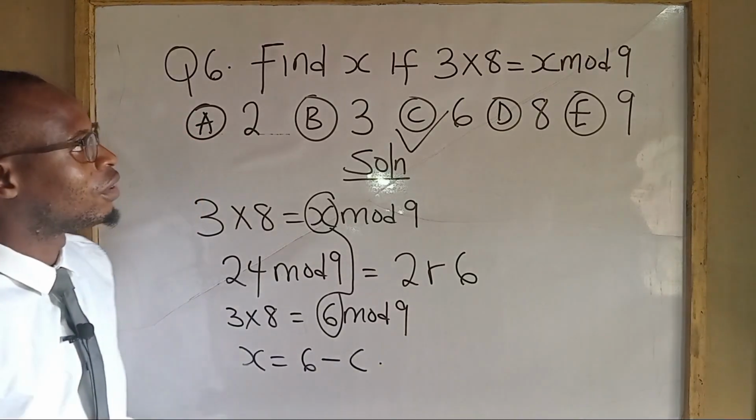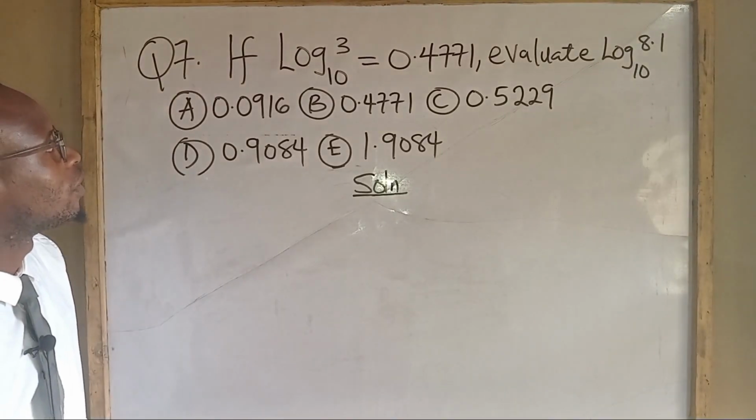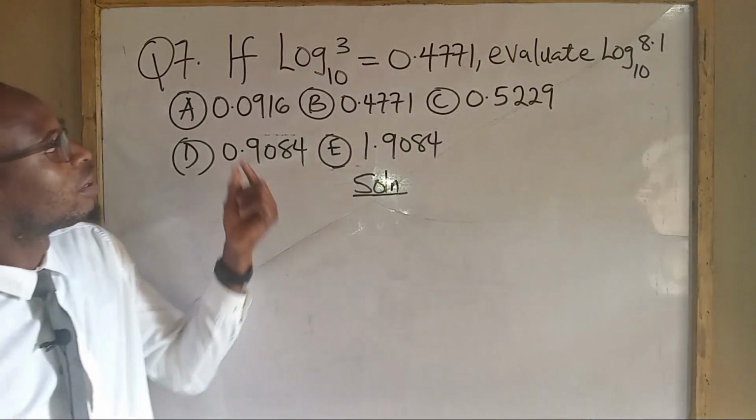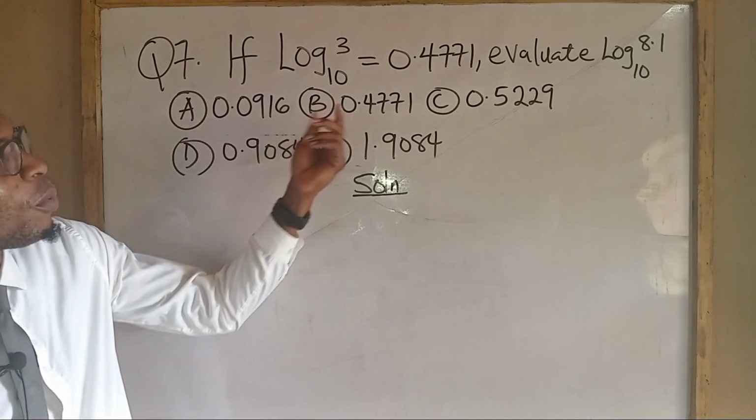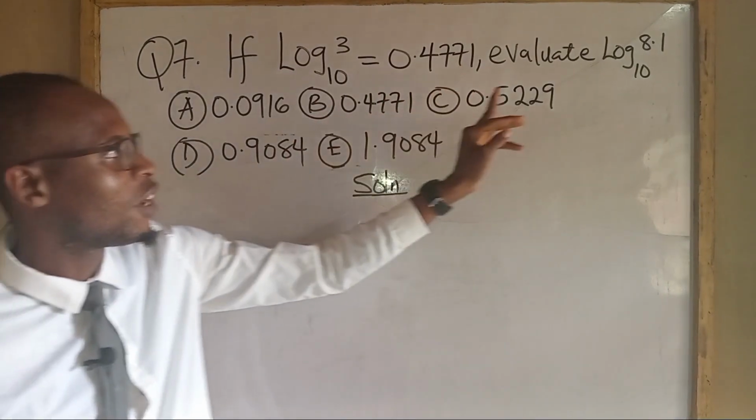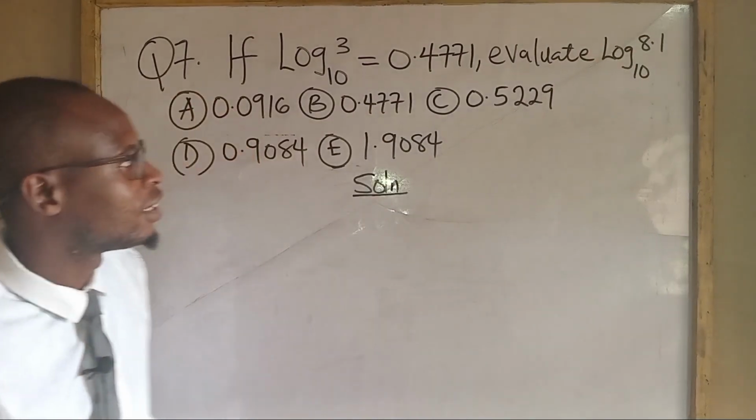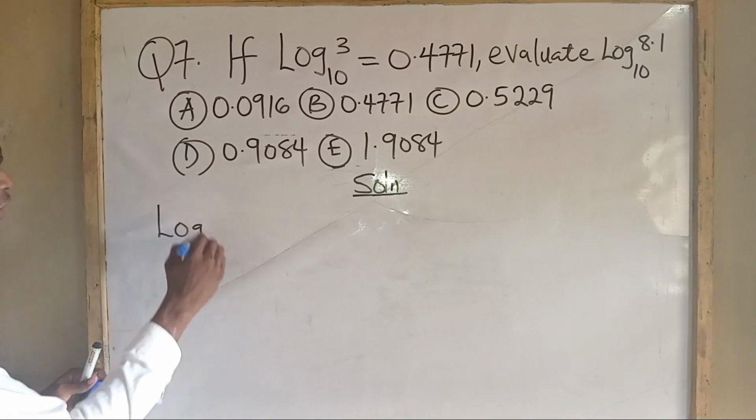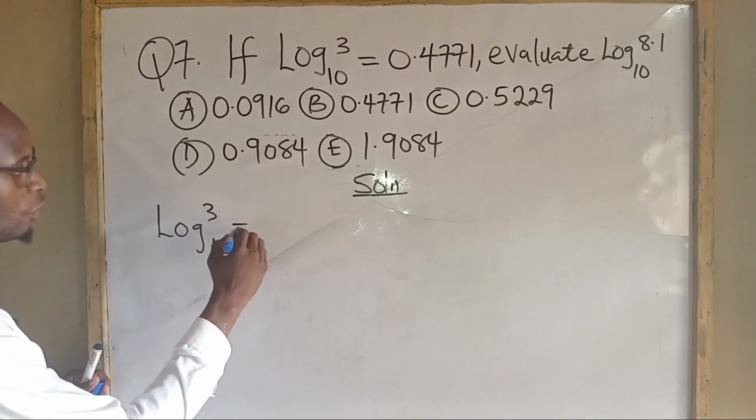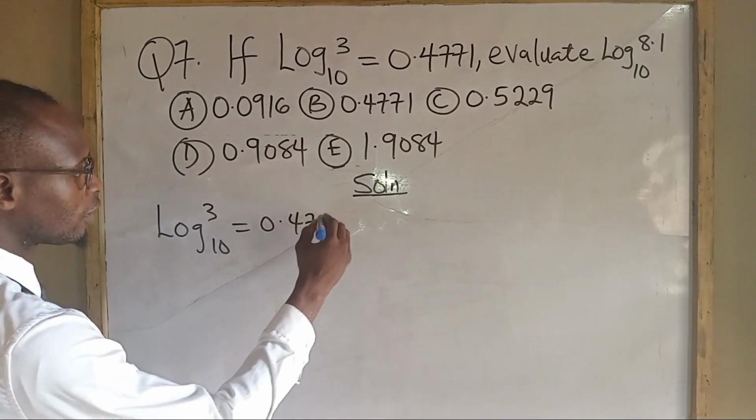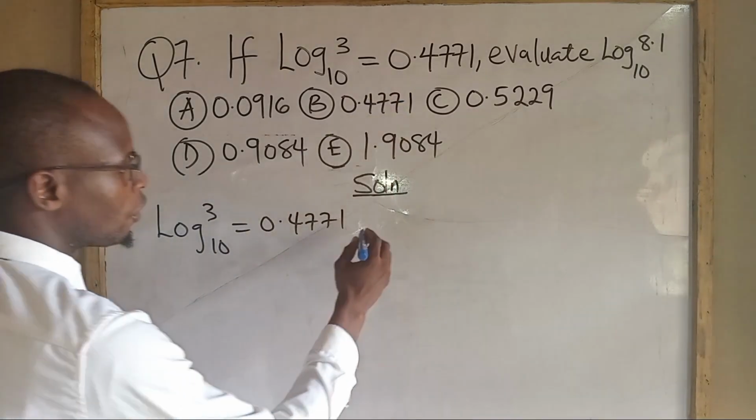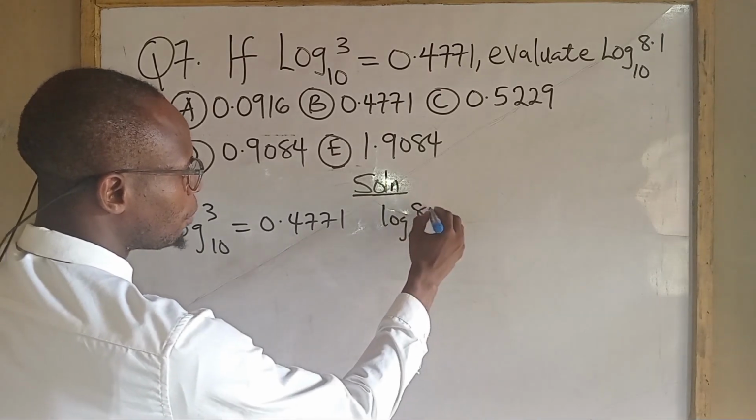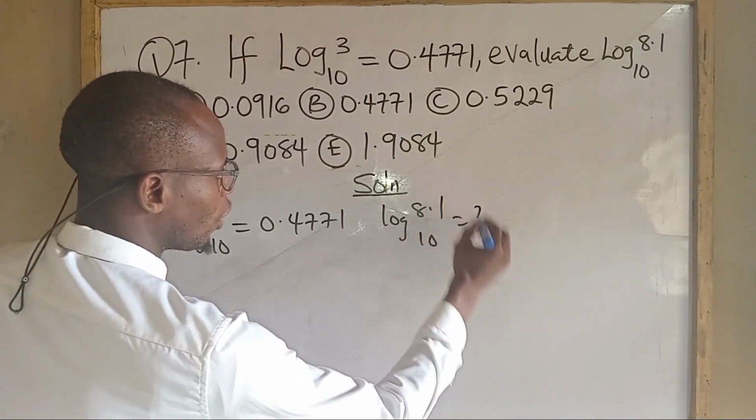Okay. So the next question, we have question 7. It says, if log 3 in base 10 is equal to 0.4771, evaluate log 8.1 in base 10. Now let's bring out the parameters. We have log 3 in base 10 equal to 0.4771, and we are looking for log 8.1 in base 10. So this is what we are looking for.